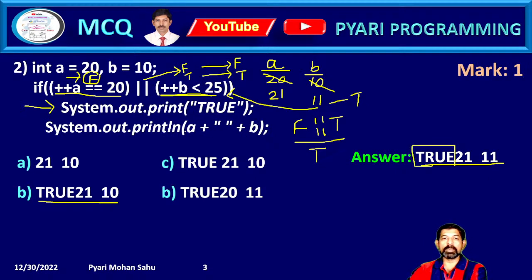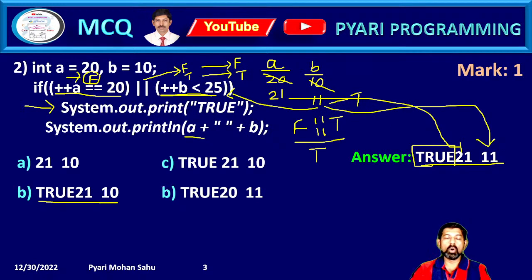Now after that I am displaying the A value, where A value is 21. Now after that I am displaying the B value, where B value is 11. Hope I am clear to everyone.